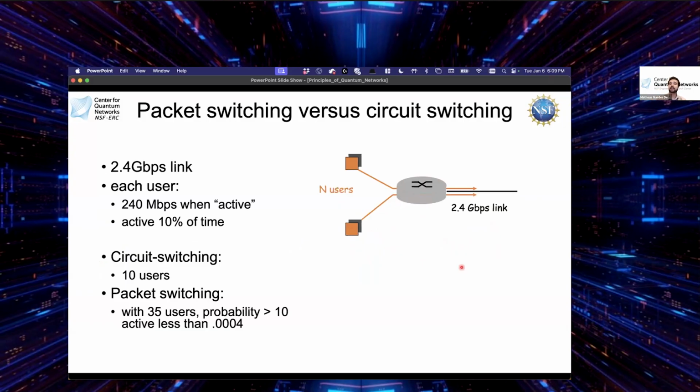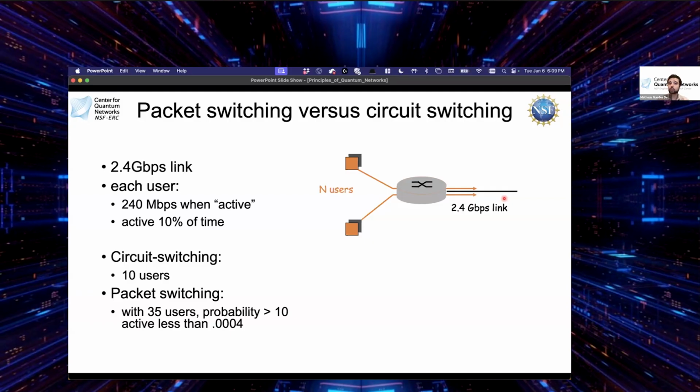We can put everything together and look at a more generic version of this. Again, let's look at the case where we have one link coming out of a switch or router, and that is a 2.4 gigabits per second link. And let's assume this model for communication of our users. Each user communicates at 240 megabits per second when it's active, but it's only active 10% of the time.